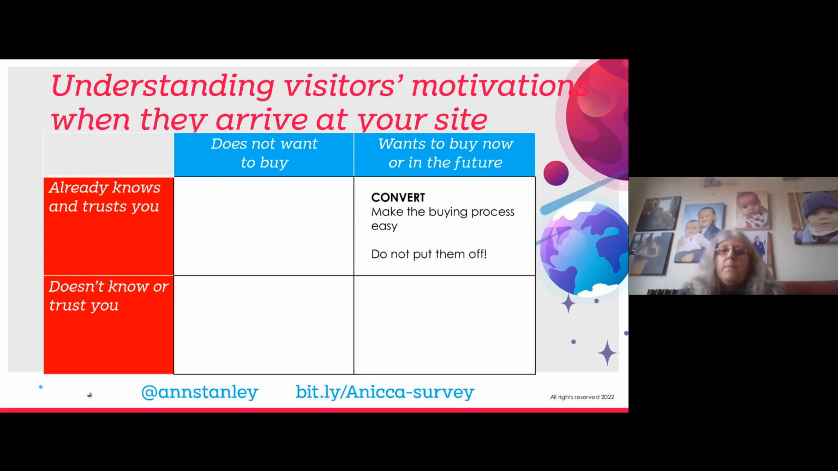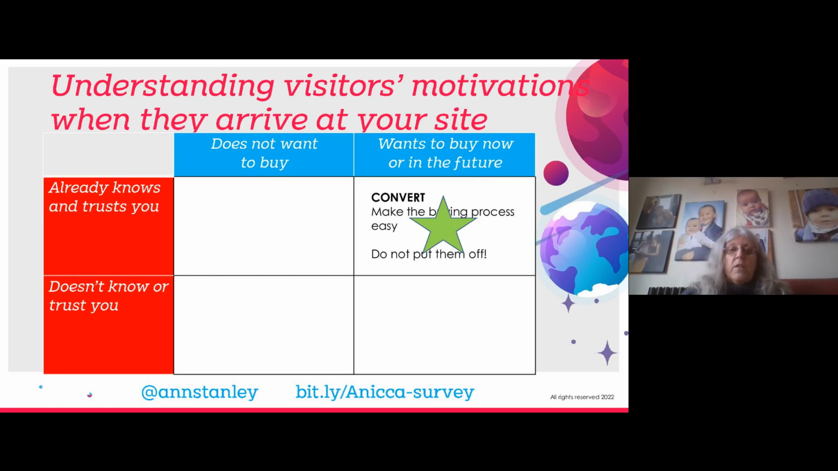So the ideal customer is one that wants to buy from you now or in the future, already knows and trusts you, and is basically ready to convert. So your job on the website is to make the buying process as easy as possible and not to put them off. Don't make the form really difficult or the e-commerce shopping cart really difficult. And then they're going to convert into a customer, and they're going to be your perfect customer. However, unfortunately, that's probably only 1 to 5%, if you're lucky, of the people on your website. So we need to worry about the other 95 to 99%, and they come into the other 3 boxes.